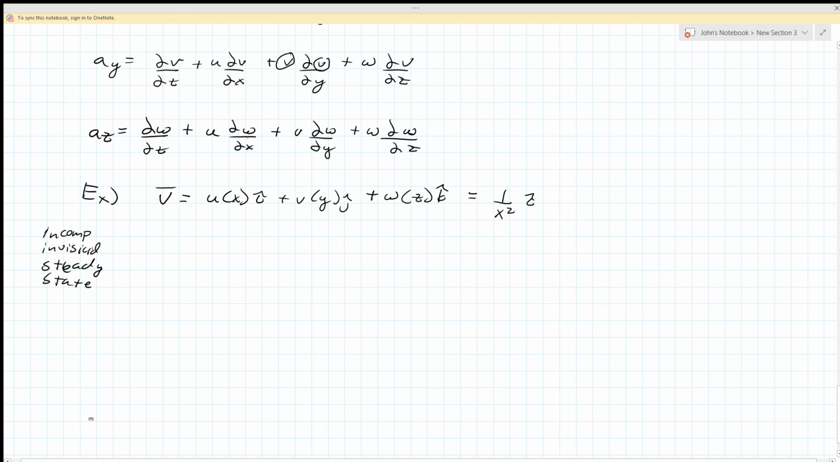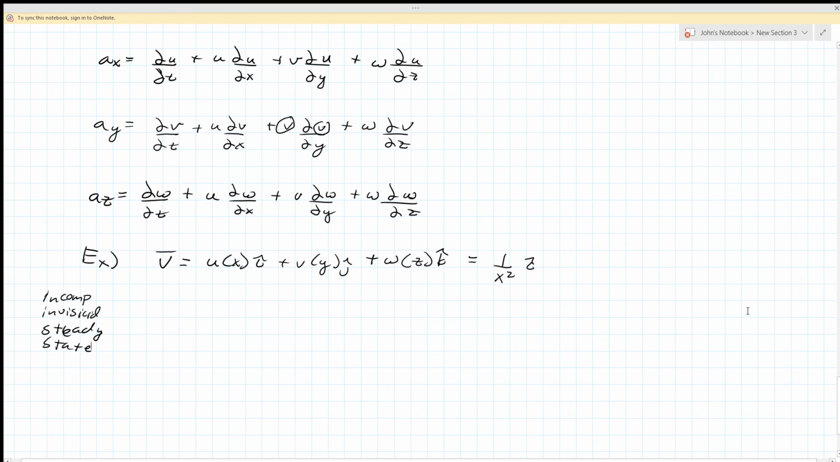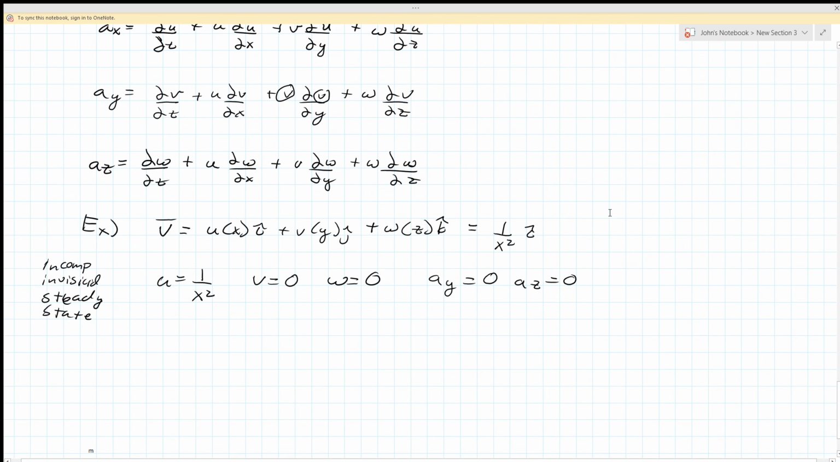So, if I have no j direction and no k, which means u is equal to 1 over x squared, v is equal to 0, w is equal to 0, well, that means ay is equal to 0 and az is equal to 0, because that's the derivative of 0. Ax, though, is not the case.